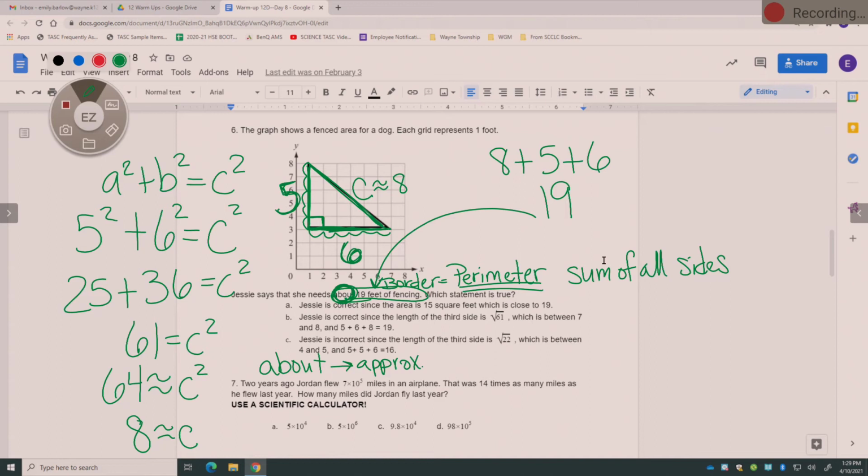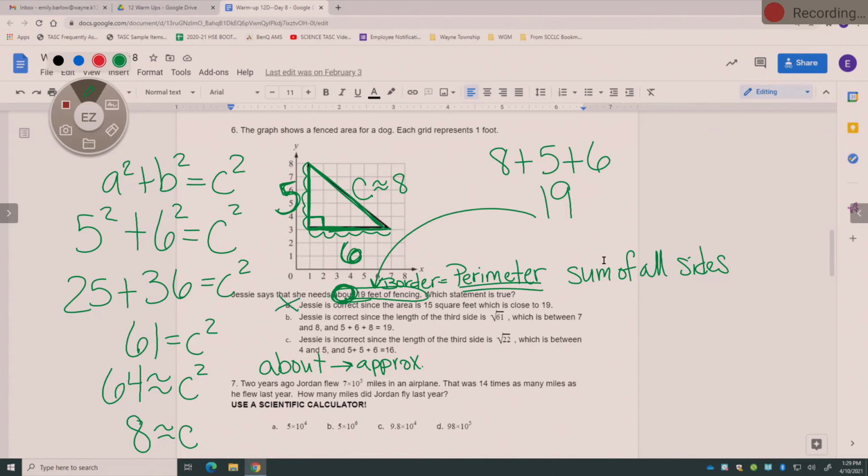So in the first one, Jesse is correct since the area is 15 square feet, which is close to 19. Well, we're not solving for area. We haven't been talking about area at all in this problem, so that's not right.